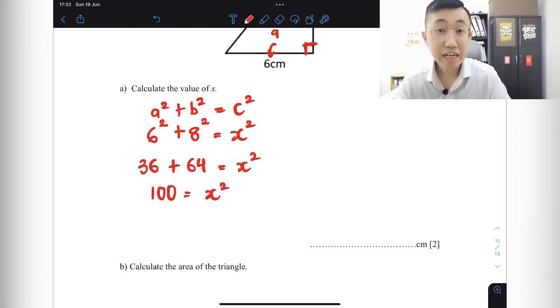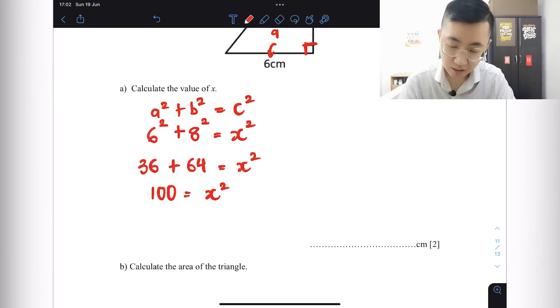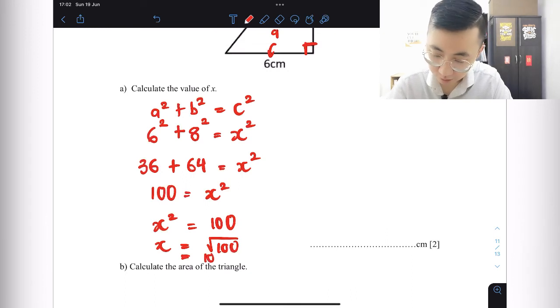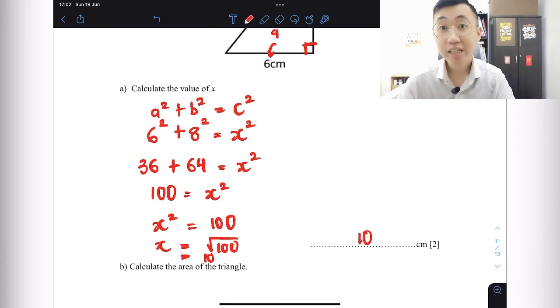So I need to make x the subject on the left hand side, so x square is going to be equal to 100. Move your square to the other side, and it becomes a square root. So this is going to be 10. So the value of x is actually 10.